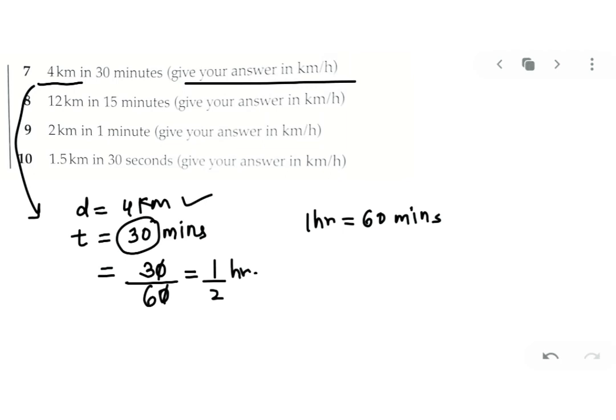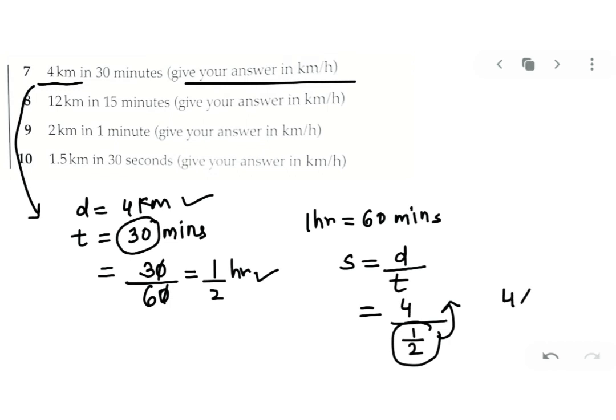So you have distance in your hand in kilometers and your time is in hours now. Now find the speed. Speed is distance upon time, that is 4 upon 1 upon 2. When you take this 1 upon 2 here into multiplication, it will reciprocate and it will be 4 into 2 upon 1. That will be 8. So your answer for speed is equal to 8 kilometer per hour. So this is how we convert into hours.